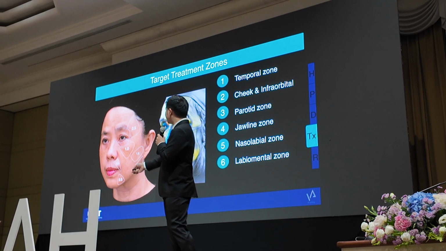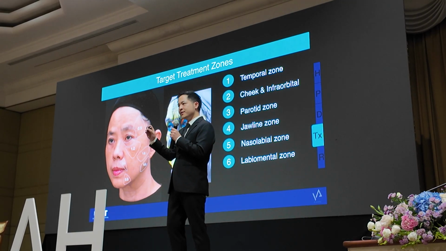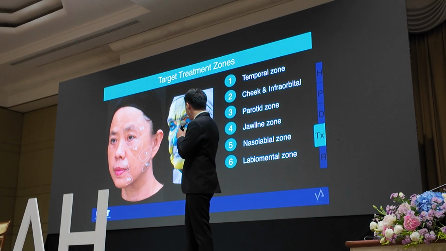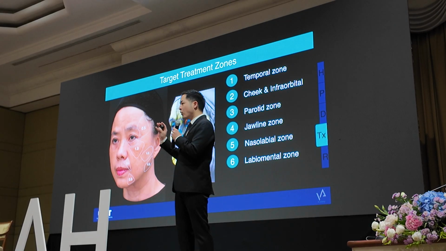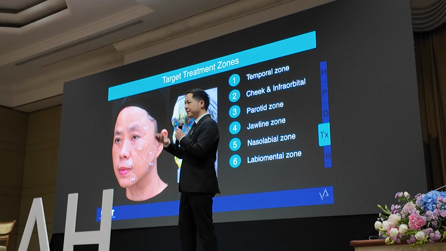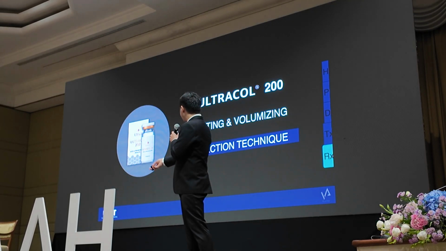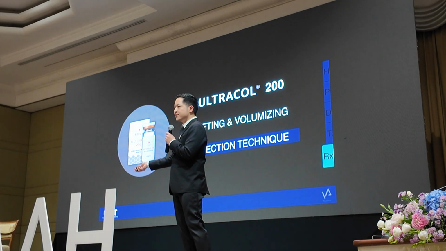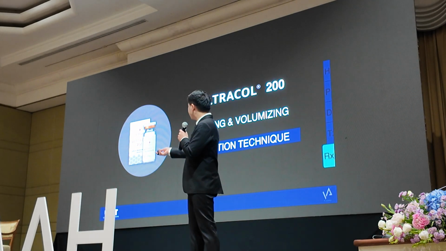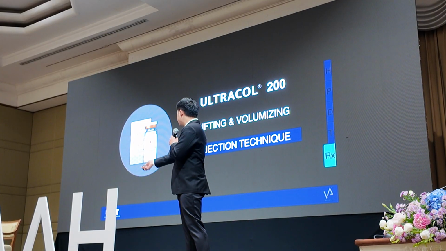Okay. We have the 6 areas that we will treat for her with the recommended dose. So it's about 4 milliliters per side of the patient. So in this case, I will use 8 milliliters for her. And now we will see the injection technique.